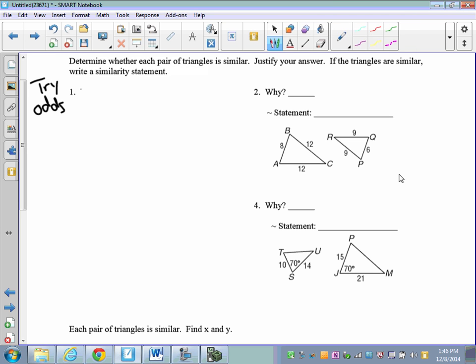So for numbers 2 and 4, it says determine whether each pair of triangles is similar. Justify your answer. If the triangles are similar, write a similarity statement. Well, I take a look at number 2 and I see that I'm given no angle measures. There's no congruency marks or anything like that. So this is a candidate for side, side, side similarity. I'm given 3 side measures.